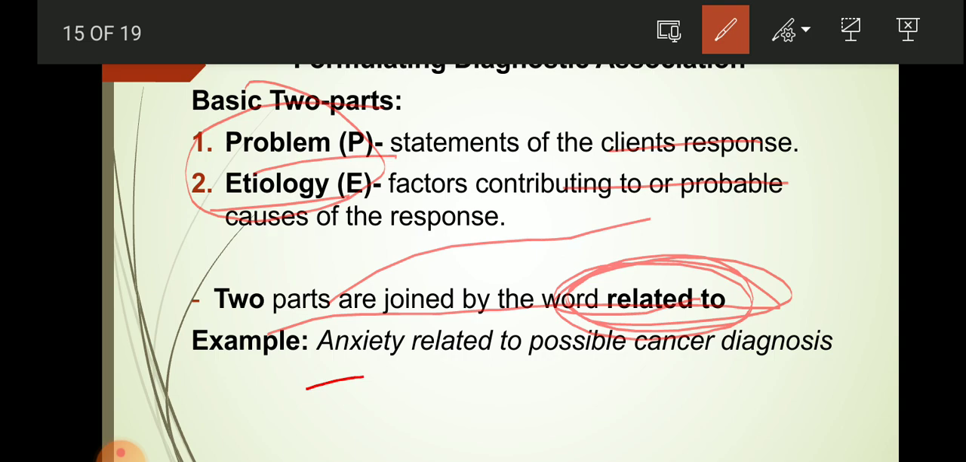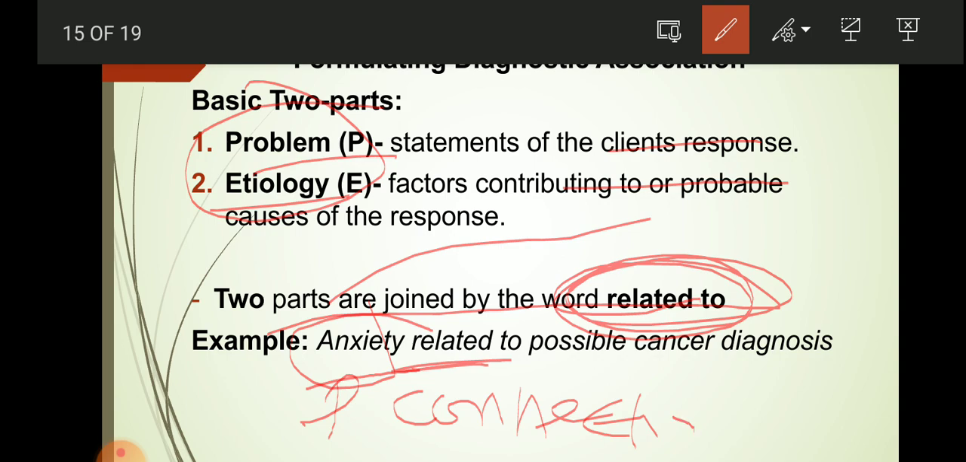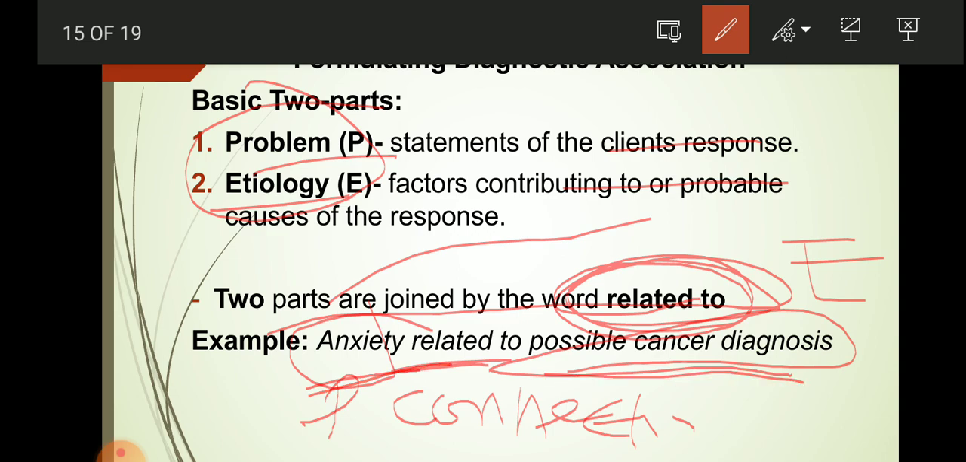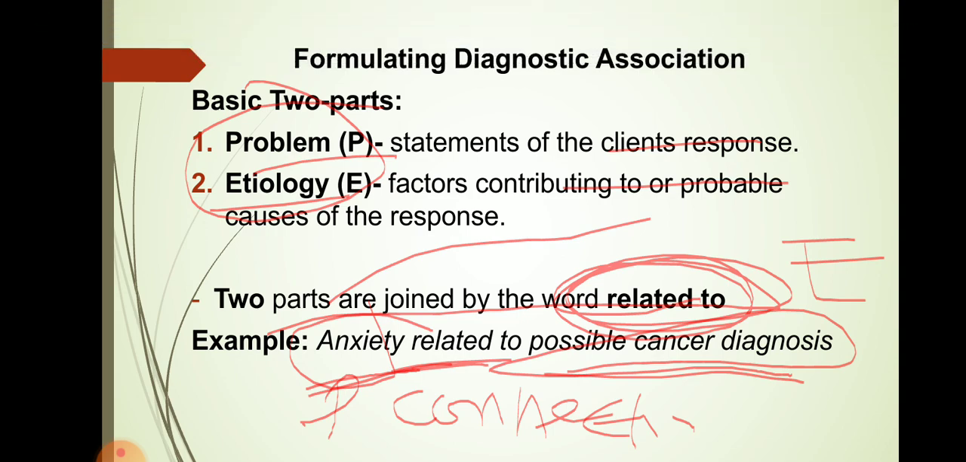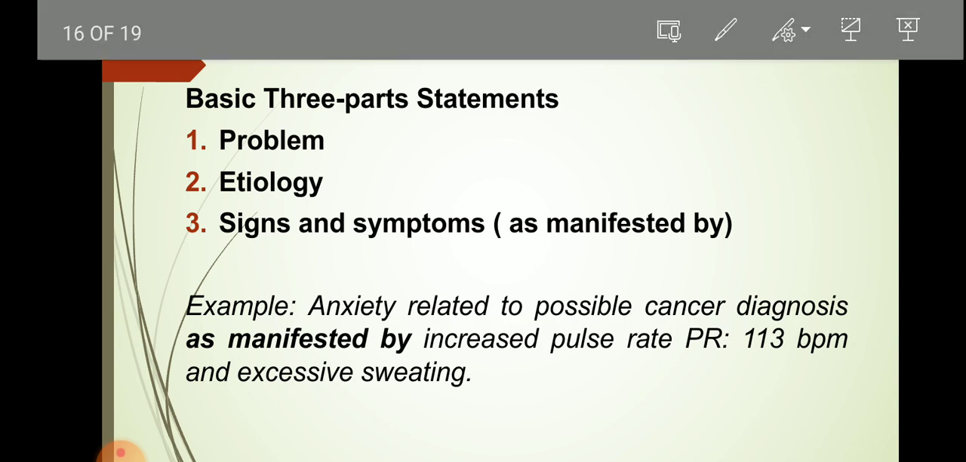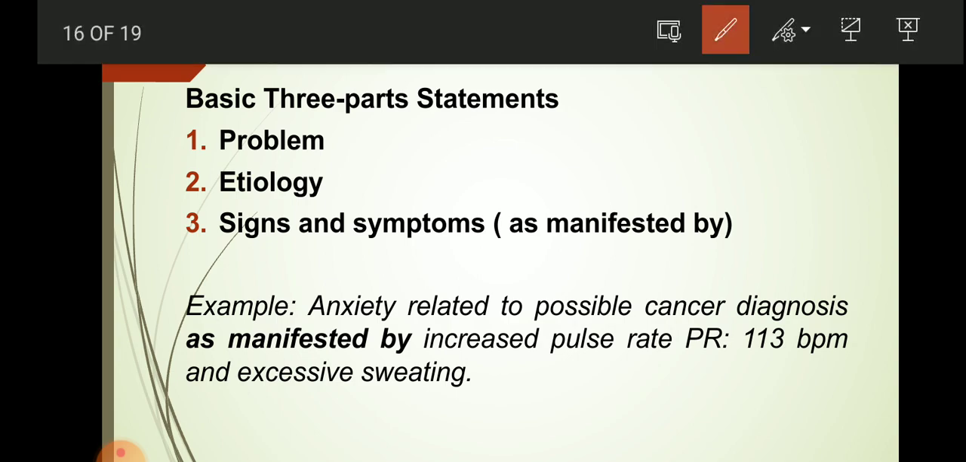Like for example, anxiety, which is the problem. Related to, mauna ato ang connective links. Okay, mauna ato ang linking verb or somehow like that. And then possible cancer diagnosis is our etiology. Nganong nagka-anxiety ang patient? It's maybe because of the possibility of cancer, the diagnosis of diagnosing the cancer sa iyang case. So, mao nang two parts. Now, let's proceed to the basic three-part statement. Now, this time, naay problem, naay etiology. At the same time, naay sign and symptoms. Okay, take a look sa itong example.